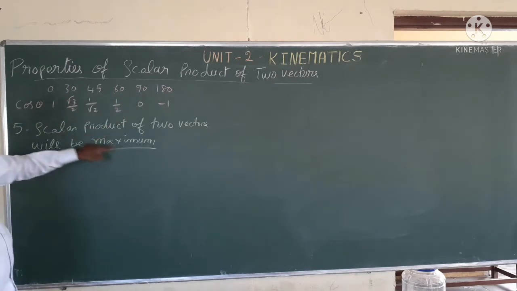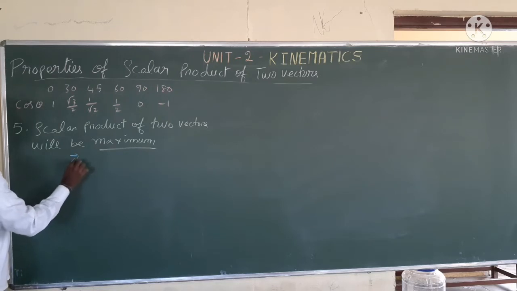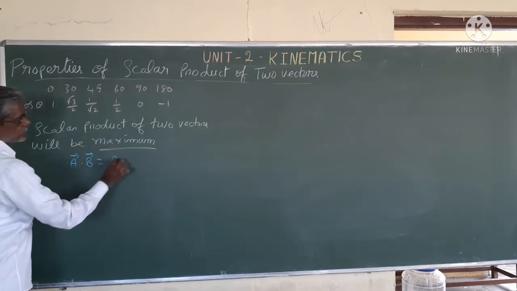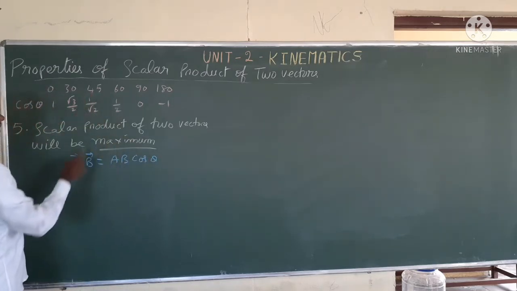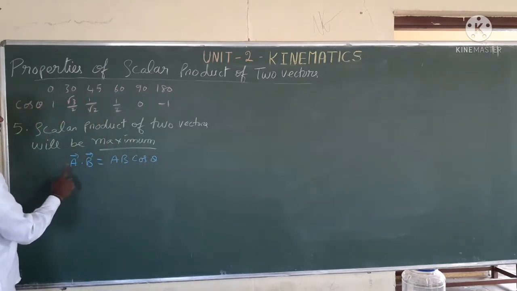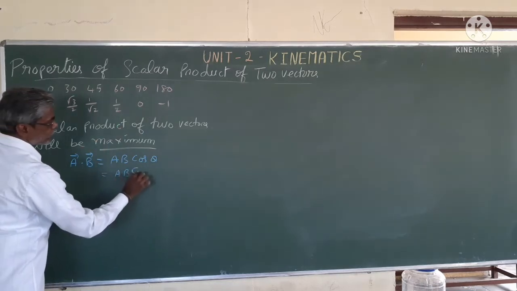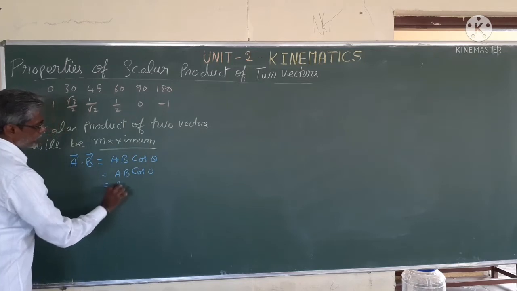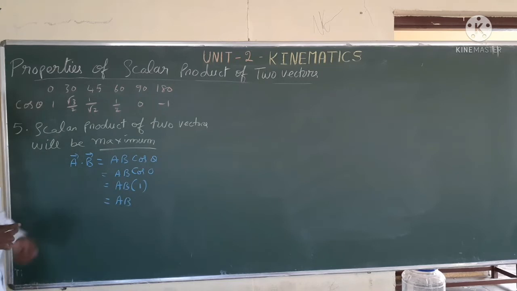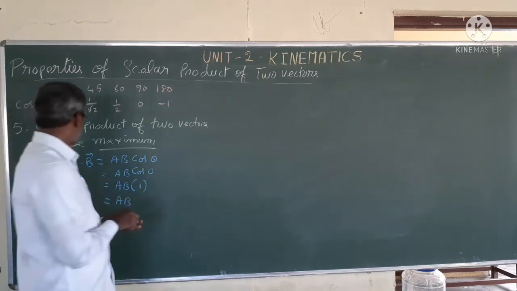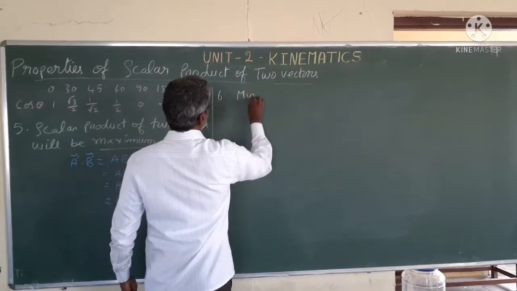So when will the scalar product of the two vectors be maximum? When theta is 0. So A vector dot B vector is equal to AB cos theta. If theta is equal to 0, the product of these two vectors will be maximum. So AB cos 0, cos 0 is 1. That is AB. So the scalar product of the two vectors will be maximum.